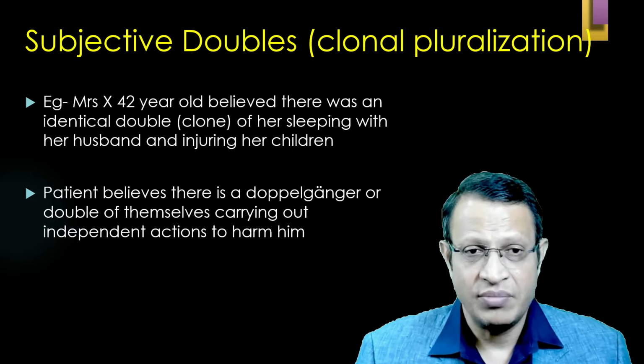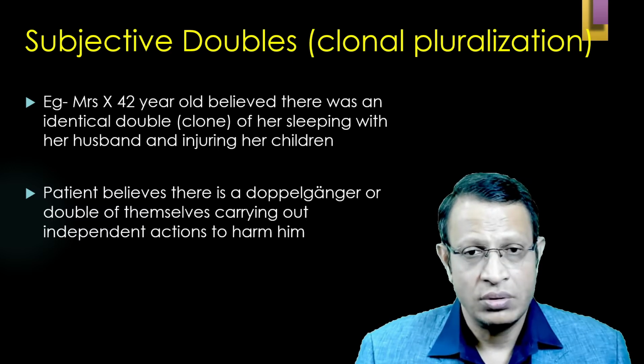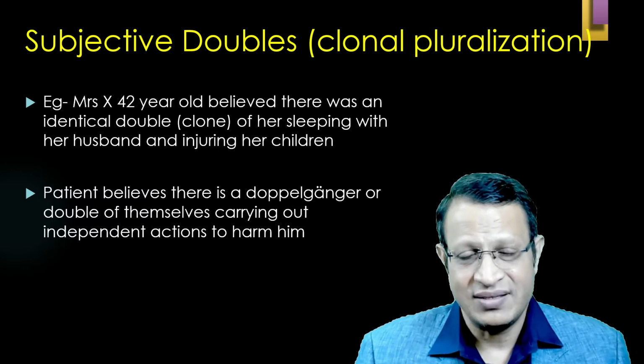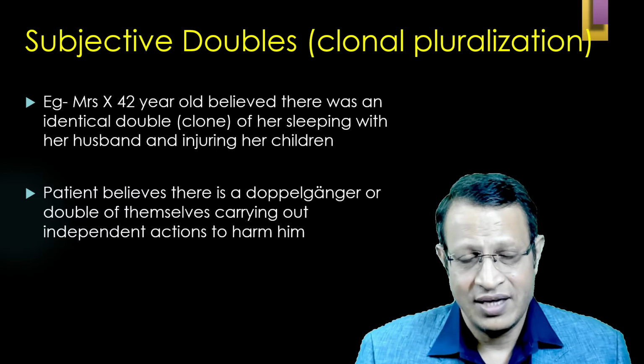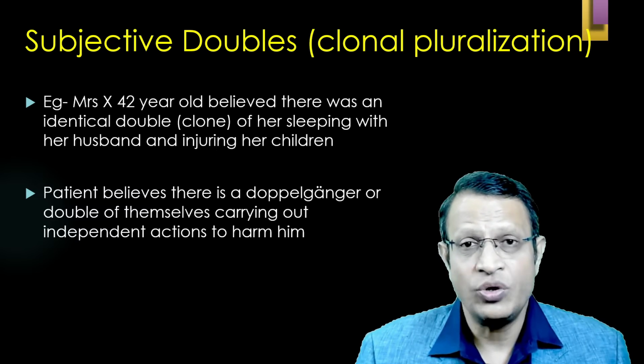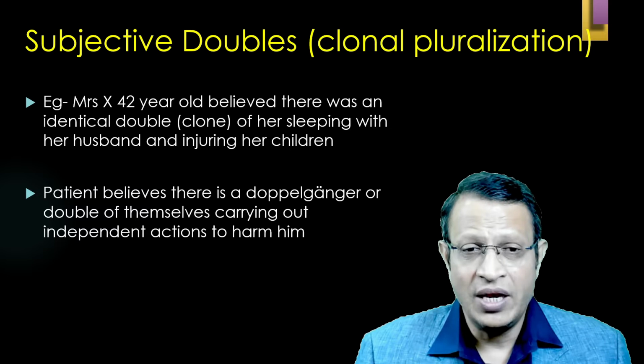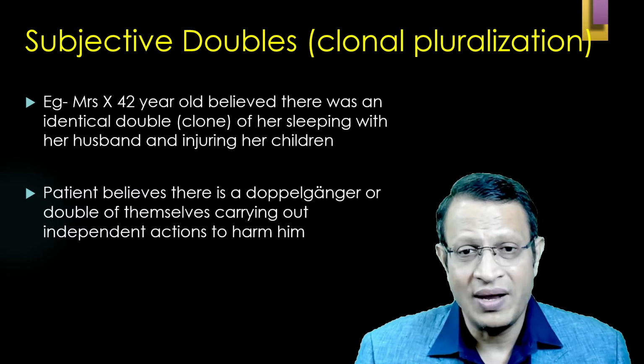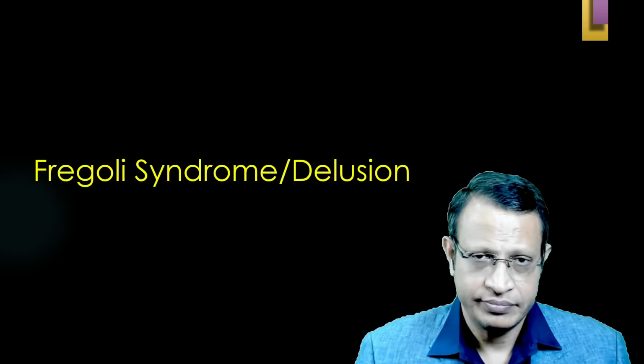One example is Mr. X, 42 years old, who believed that there was an identical double. There is a clone who is sleeping with his husband and he is trying to injure her children. The patient believes that there is a doppelganger or double of themselves carrying out independent action to harm him or her.